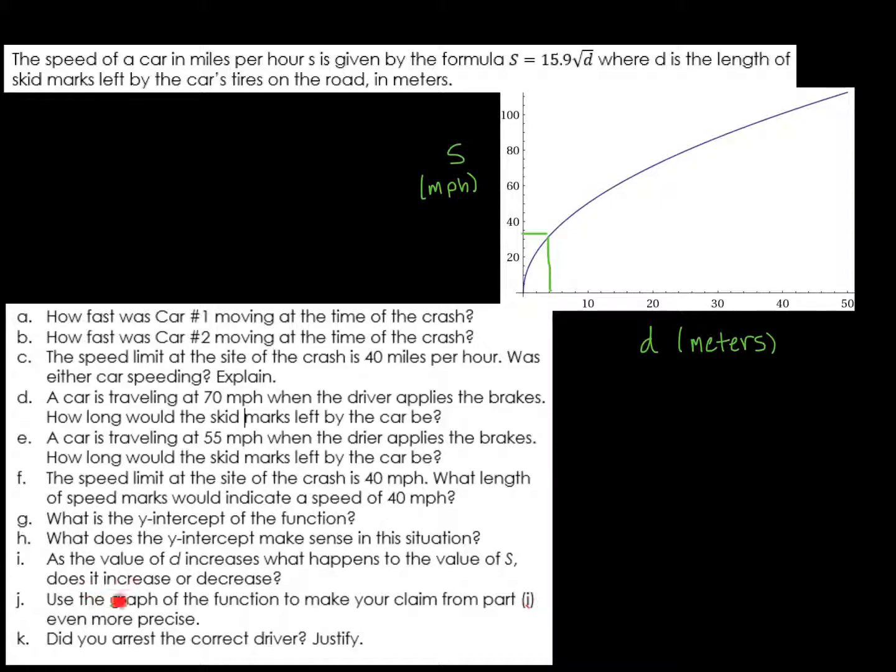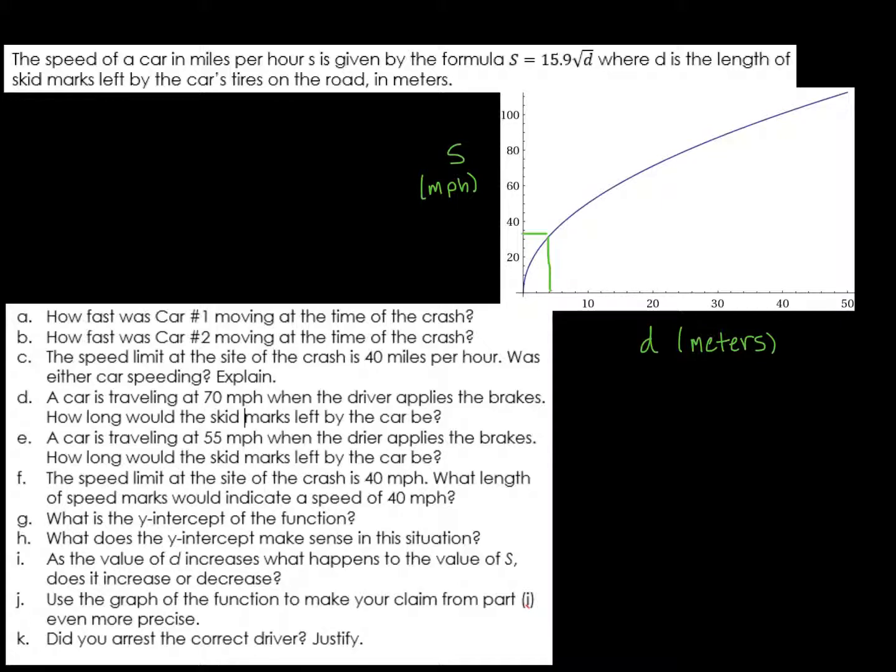And so that's pretty easy to see. Speed will increase as D increases. But let's make our claim even more precise. To do this, we would like to say something about the way that the speed is increasing. Is it increasing more and more as the length of our skid marks increases, or is it going to be increasing by less and less?